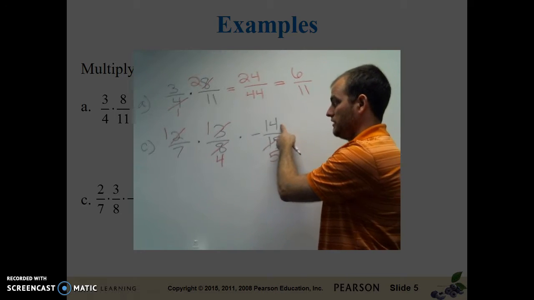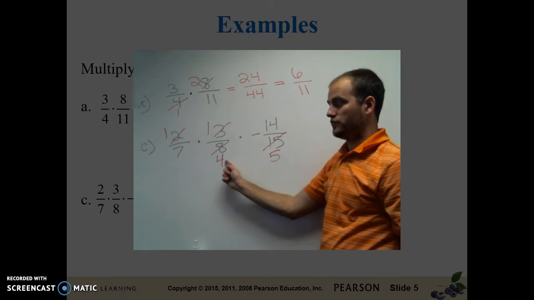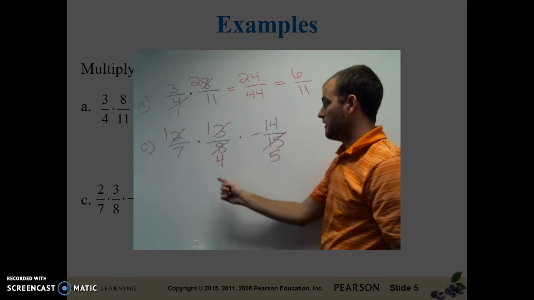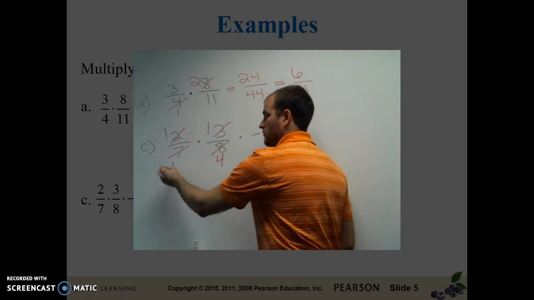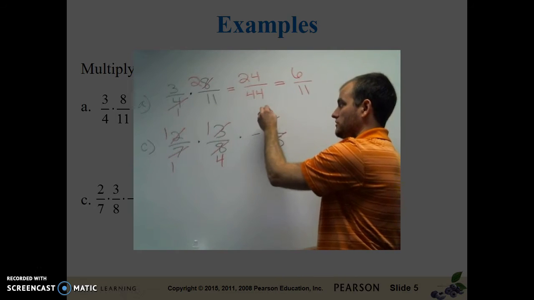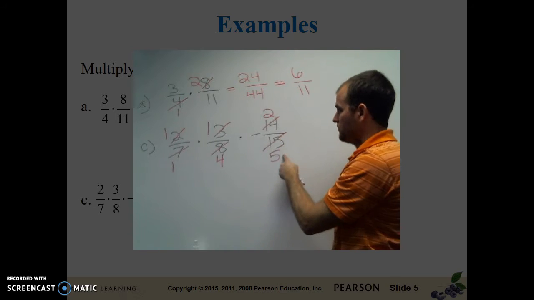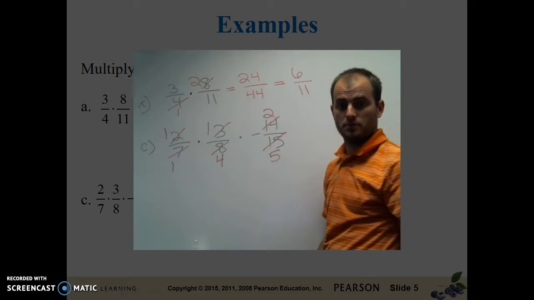Now let's go to the 14. 14 and 7 have a common factor of 7. Or you could do 14 and 4, but 14 and 5 you could not reduce. Let's start with the 7 and the 14. 7 goes into 7 one time, 7 goes into 14 2 times. Now we still have a 2. Can the 2 be reduced with the 5? No. But the 2 and the 4 can be reduced again.